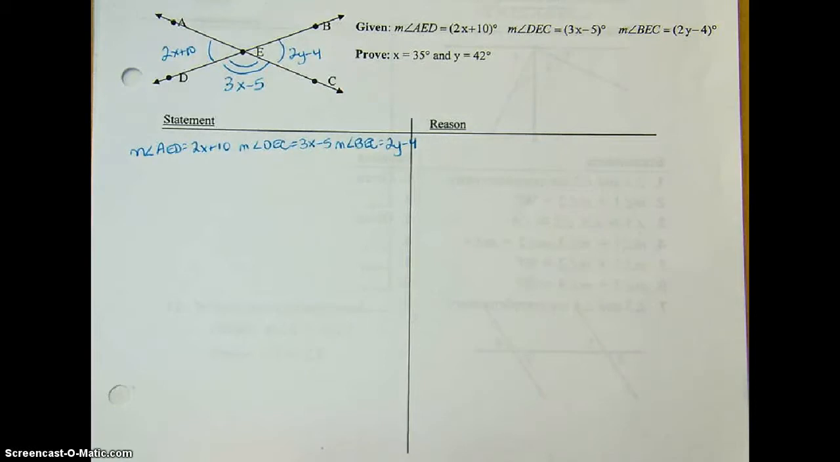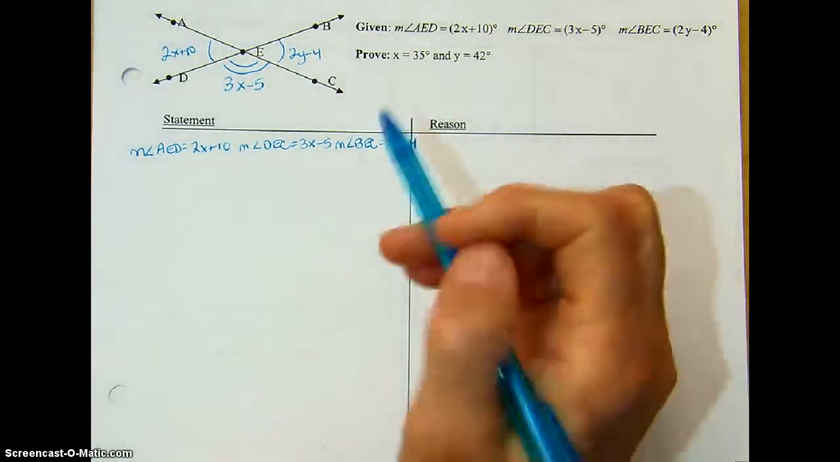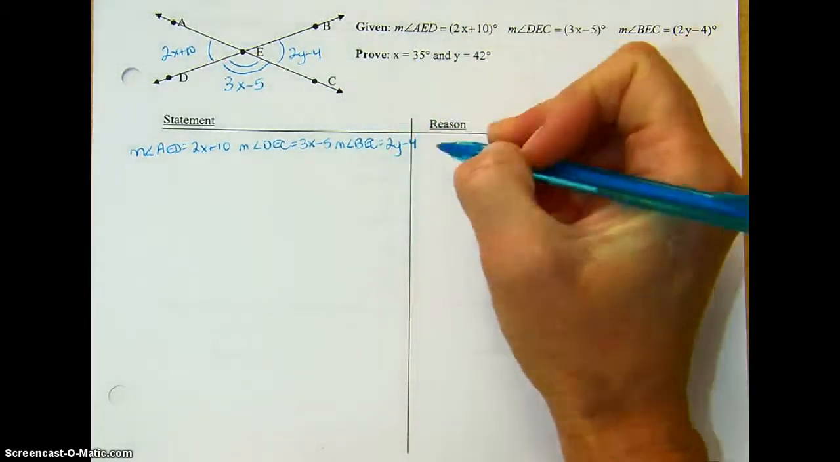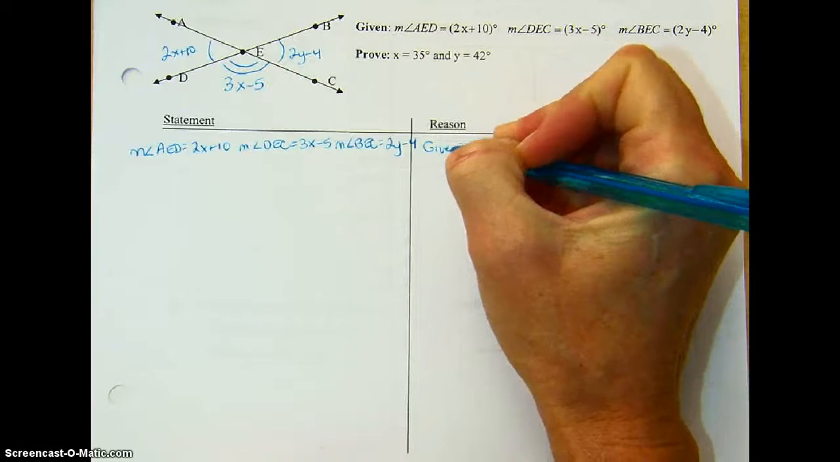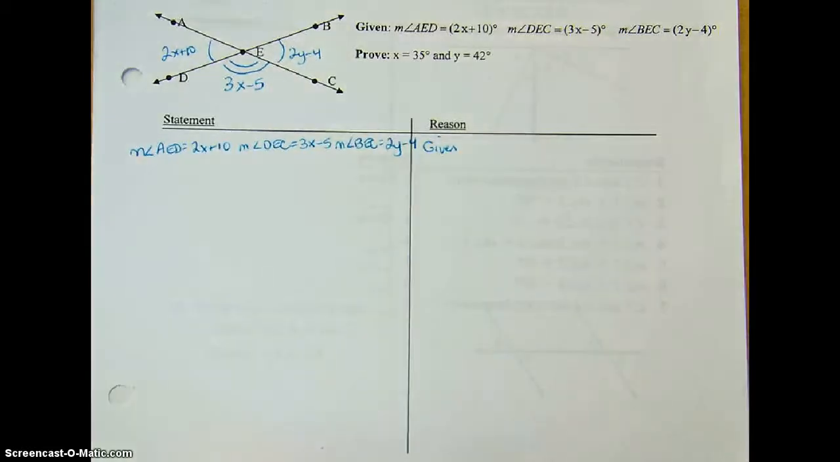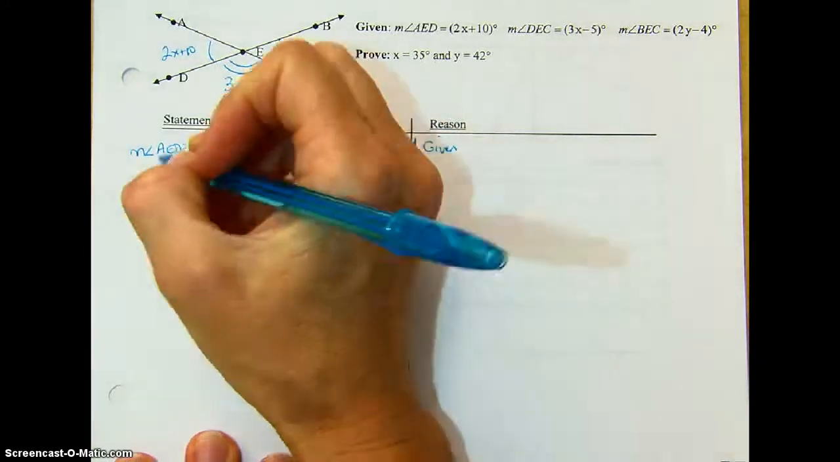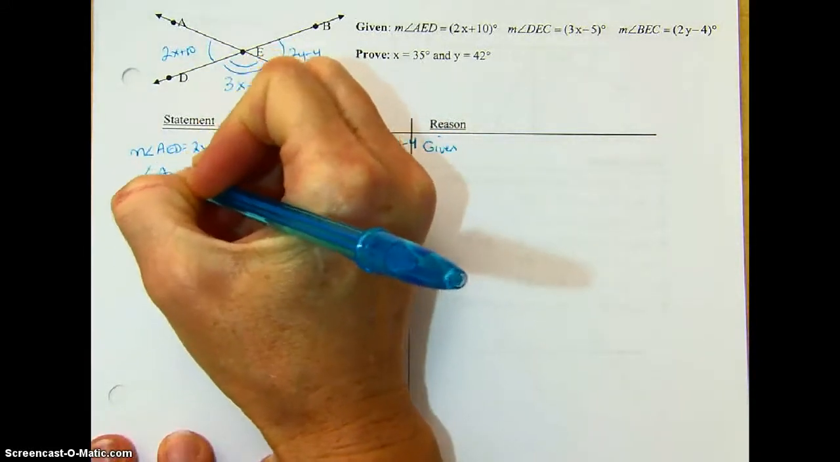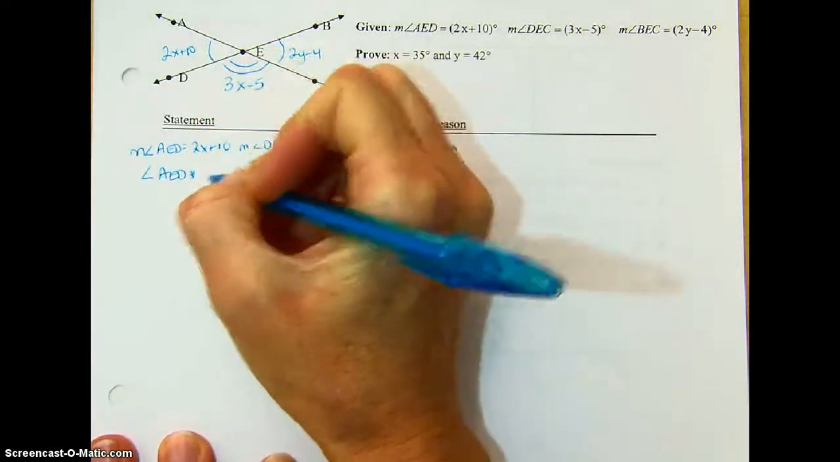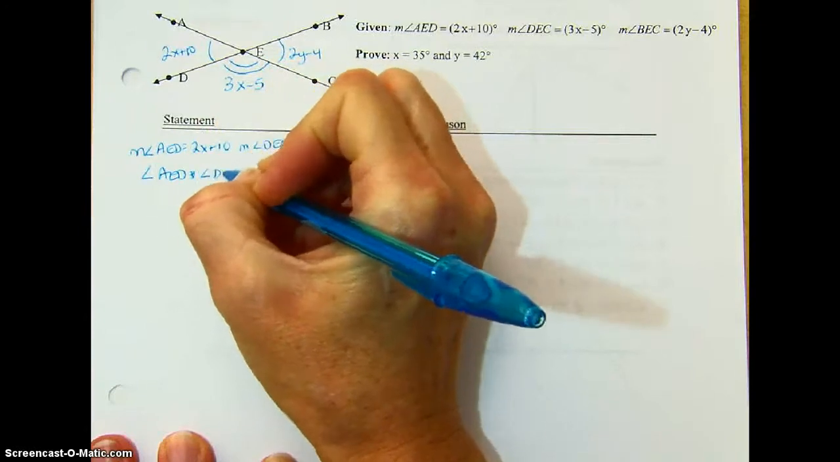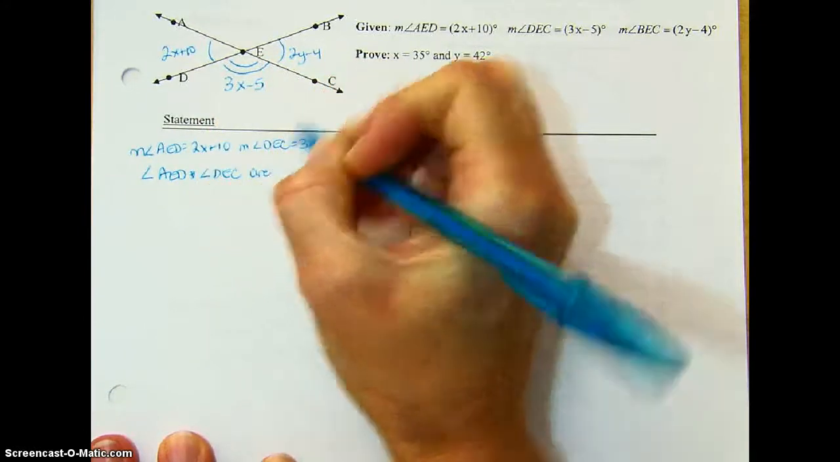So first we just need to start with what they've given. We write down whatever they've given us, this big long stuff, and the reason here is given. All right. Now we're going to write in there exactly what we said. So first we're going to say that angle AED and angle DEC are supplementary.